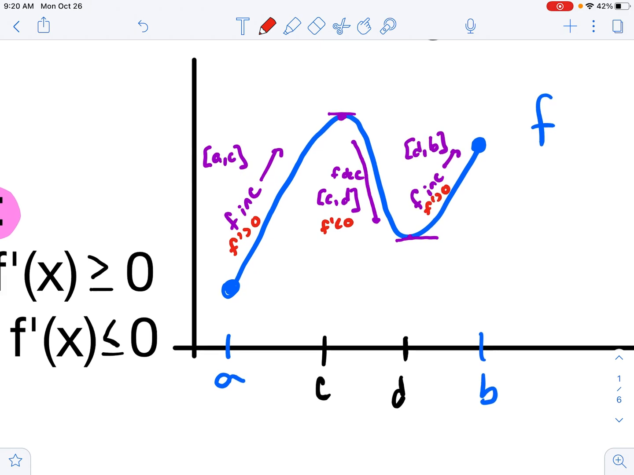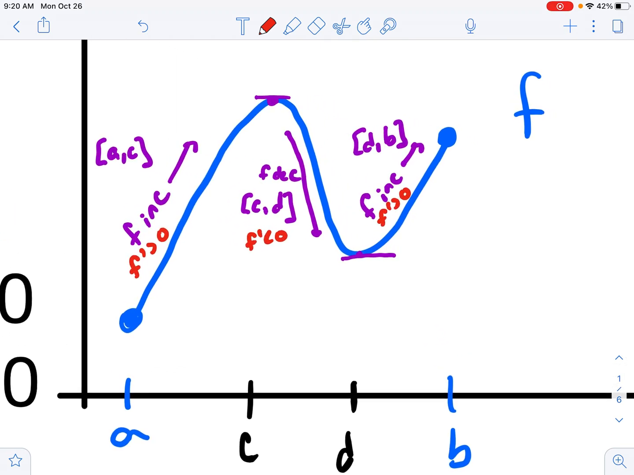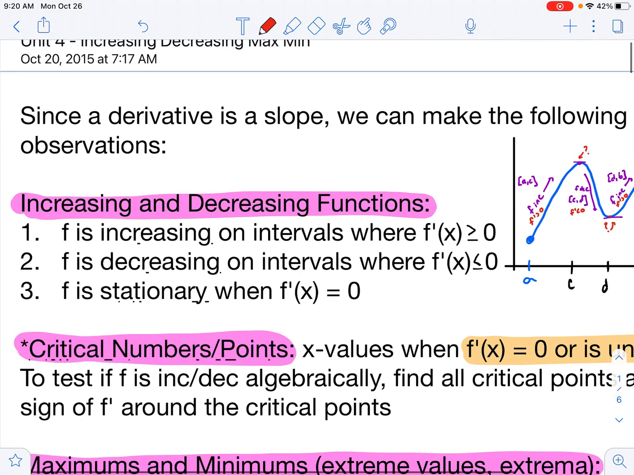F is increasing when f prime is greater than or equal to 0. F is decreasing where f prime is less than or equal to 0. Now, the thing you might be wondering about is, what's going on when the slope itself is 0? Well, those are called stationary points. That's number 3. A function is stationary when f prime of x exactly equals 0. At those x values, the function itself is neither increasing nor decreasing.